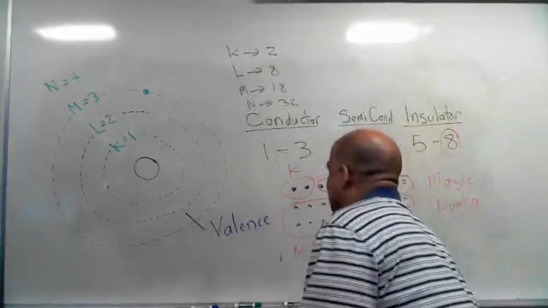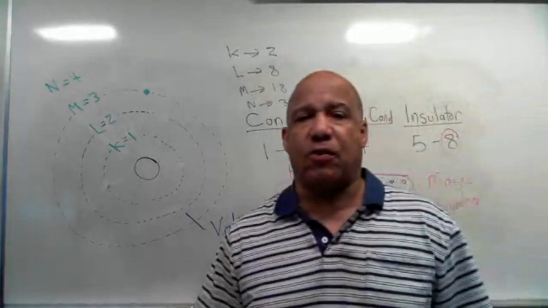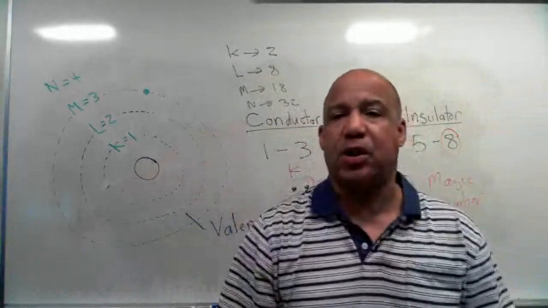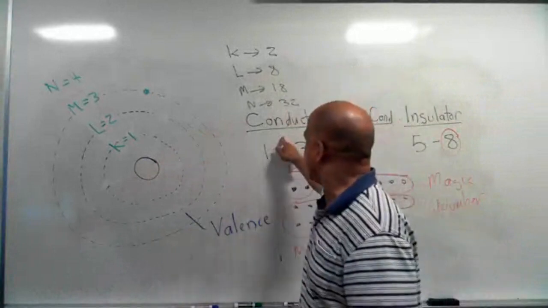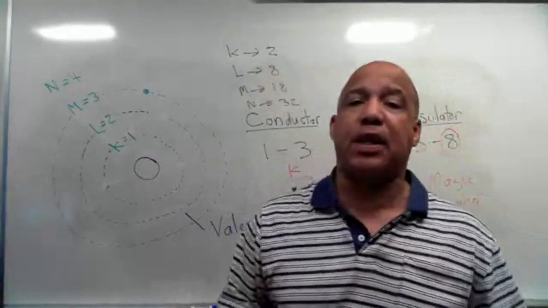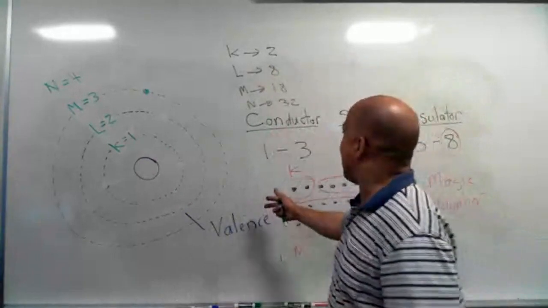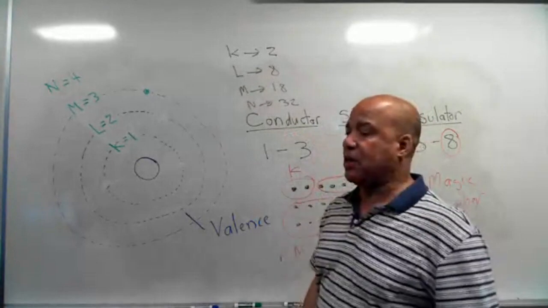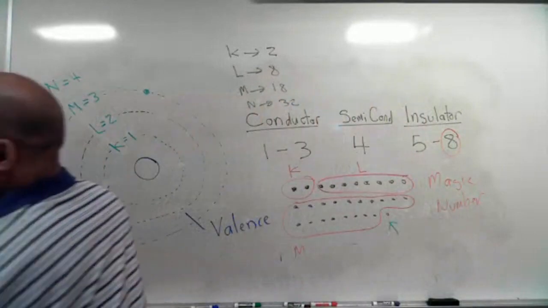So does anybody have any questions over anything I went over so far? We talked about the atom. I talked about categories of materials, conductor, semiconductor, insulator, and how you use the idea of shell capacity to figure out if a material is a conductor, semiconductor, or insulator. Anybody have any questions or comments?